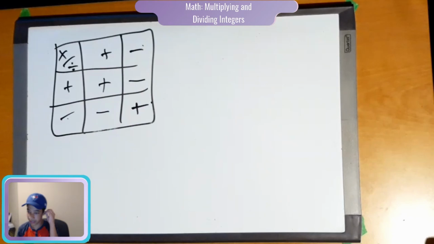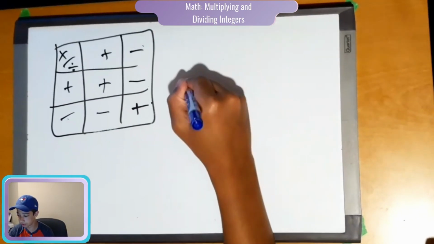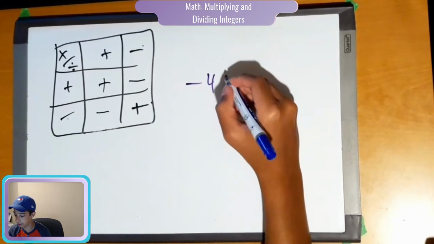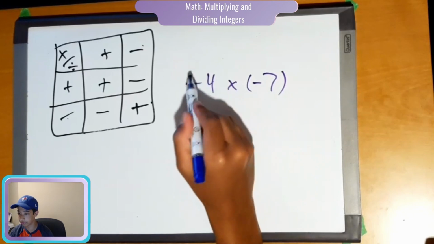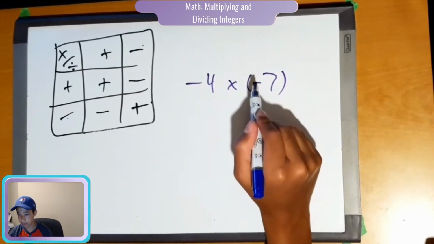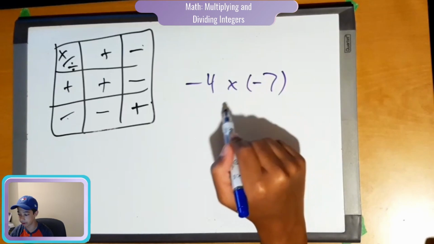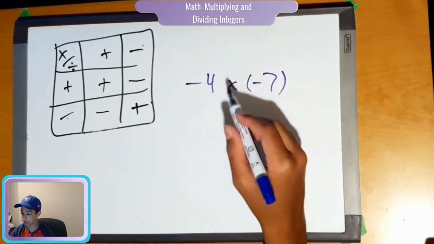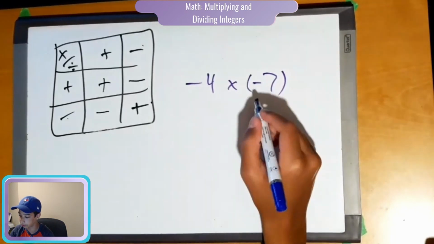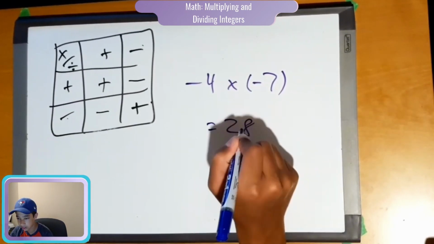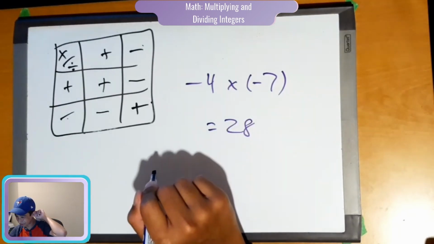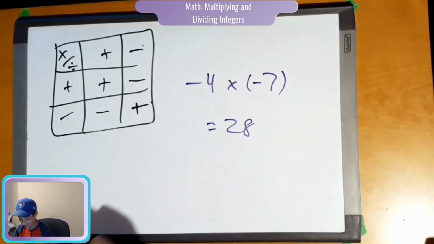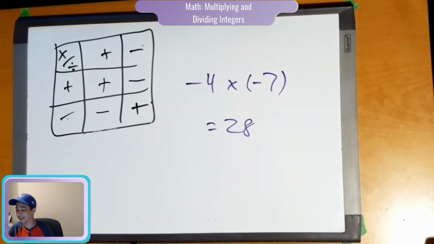So, let's say we have negative 4 times negative 7. We have a negative here and a negative here. So both of these numbers are negative, which means we're going to end up with a positive number when we're done. So 7 times 4 is 28. So we're going to end up with positive 28. I messed that up on my examples sheet. Oops. I'll have to fix that later. So yeah, we're going to end up with a positive number because two negatives make a positive.